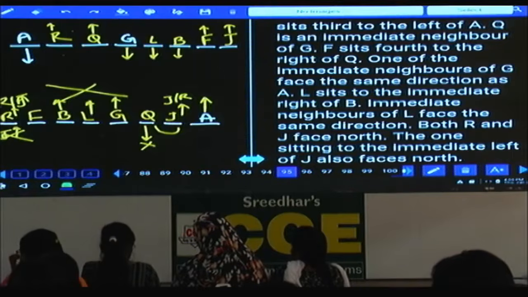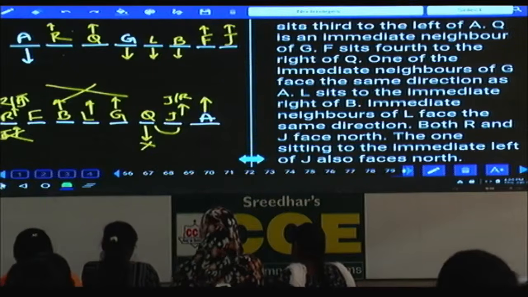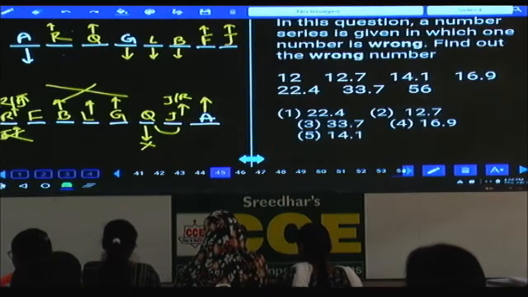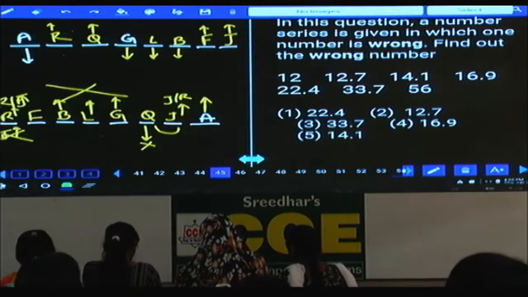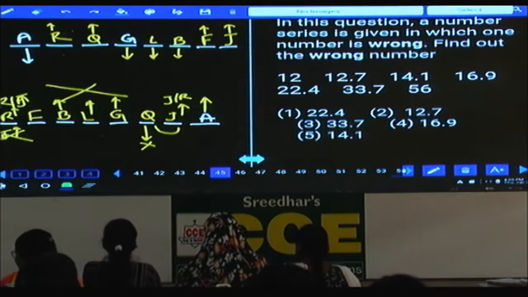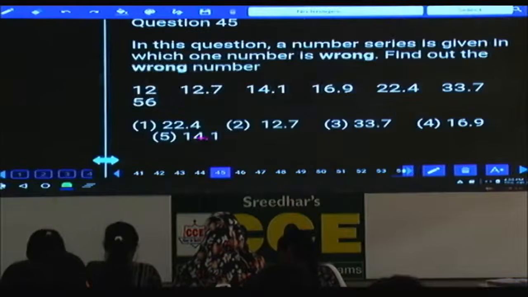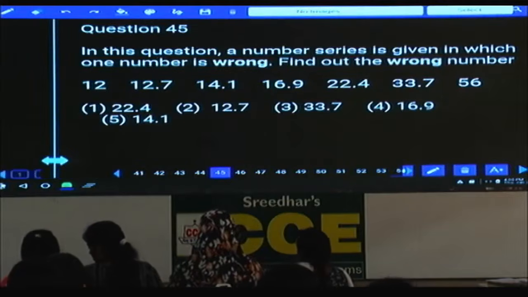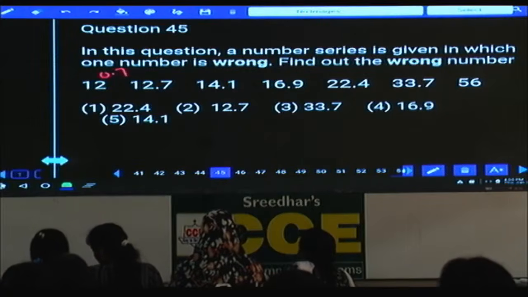Number series. Questions 45 to 49, number series. In this number series, find the wrong number. Now, 12 and 12.7: what is the difference between these two? The numbers are increasing at a smaller rate, so it must be under difference only. 0.7 is the difference.